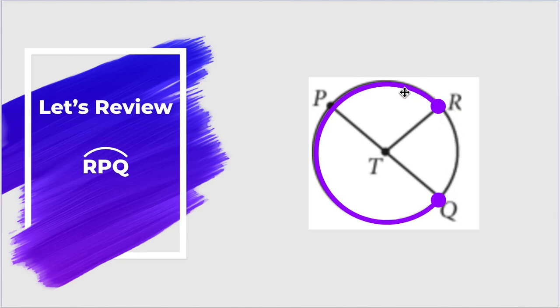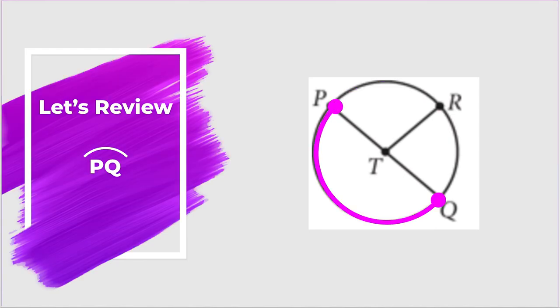Naming an arc out of 3 letters tells you what direction it wants you to go in. So it's saying you start at point R, pass through point P, and go to point Q. So that's how we know to name it this way. So what type of term is that arc that we have highlighted in purple? And finally, we have our last question. This arc right here, arc PQ, what term is that?